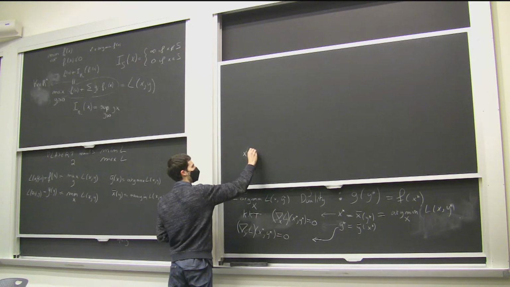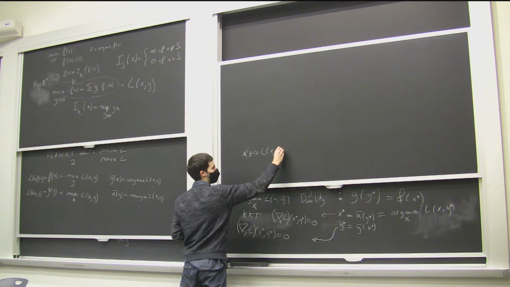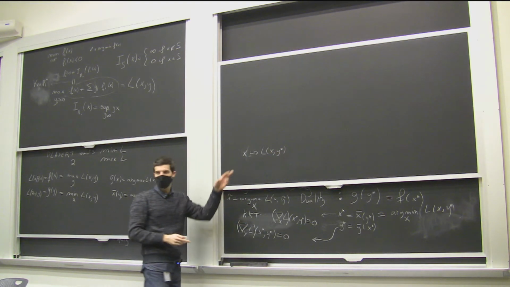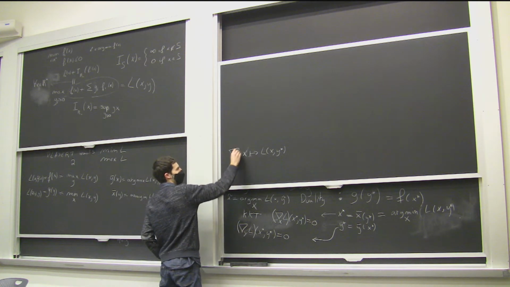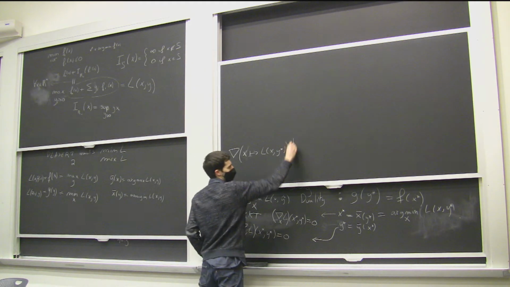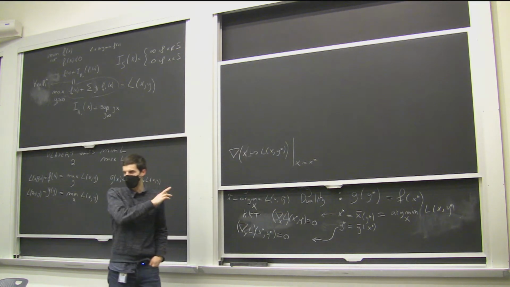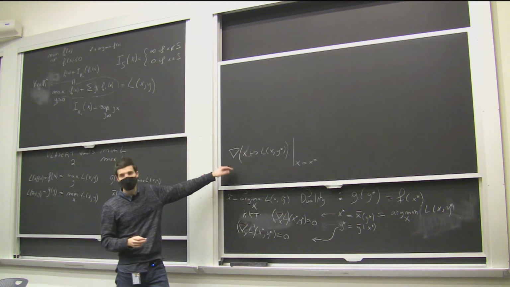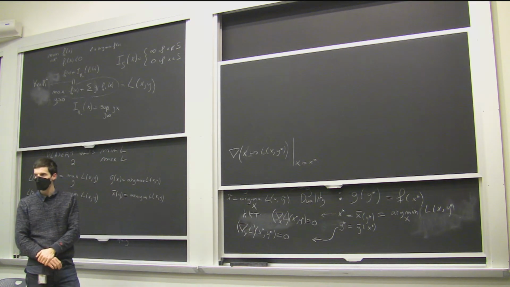So you take the function that maps x to L of x y star. You take this function. You take the gradient of this function. And then you evaluate at x equals x star. This is a very good question because this is very important to do this right. Otherwise, you will not get good conditions. That's what you mean by gradient subscript x L is what you have up there? Yes. You have y star.